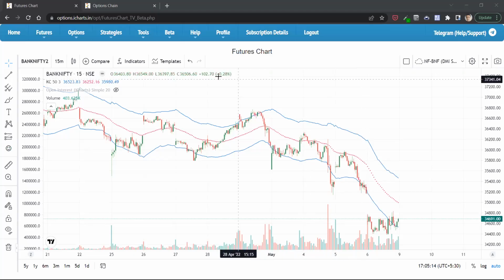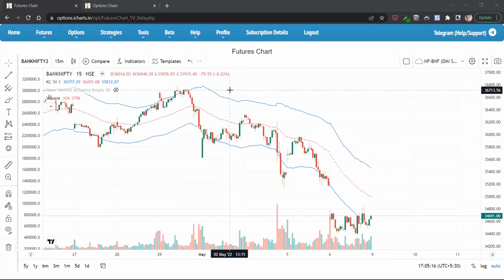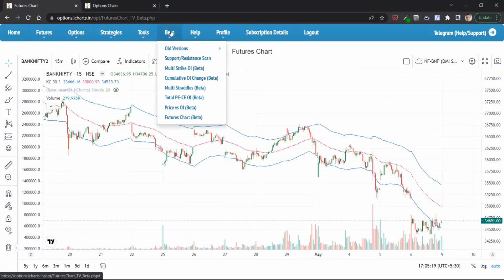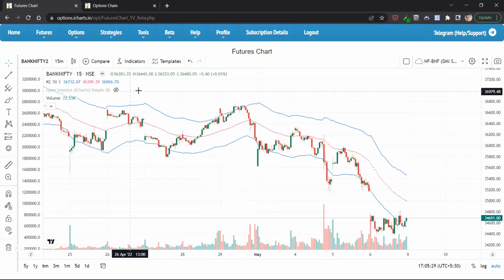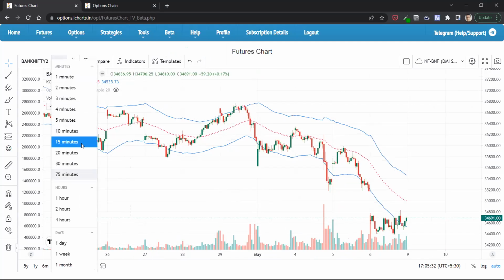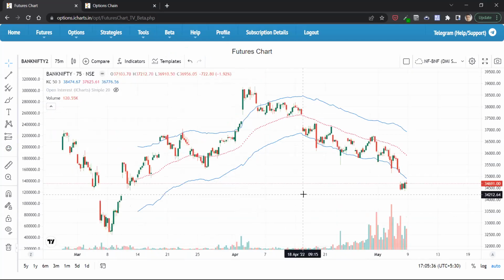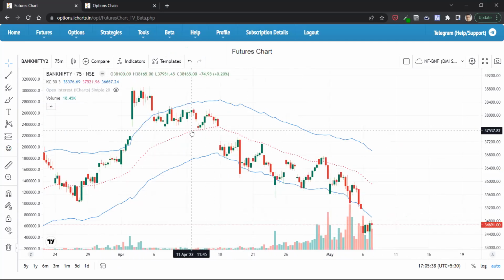Okay, let me start off with just telling you about the recent changes that we have done. The main thing is in futures charts beta, the TradingView based charts for futures that we have added. We have added 75 minutes time frame, which was being requested a lot. So this time frame is there.